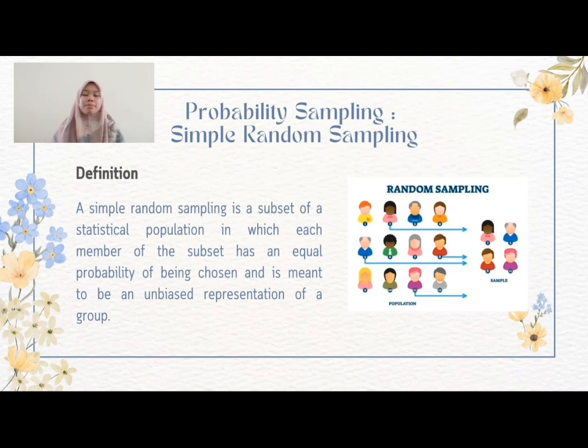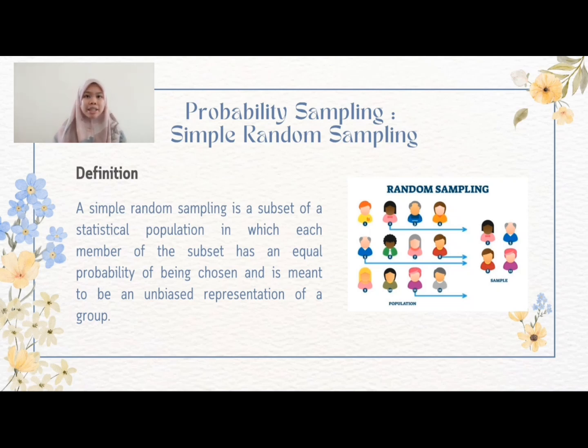A simple random sample is a group selected from a larger population where every individual has an equal chance of being chosen. This type of sample aims to fairly represent the whole population without bias.